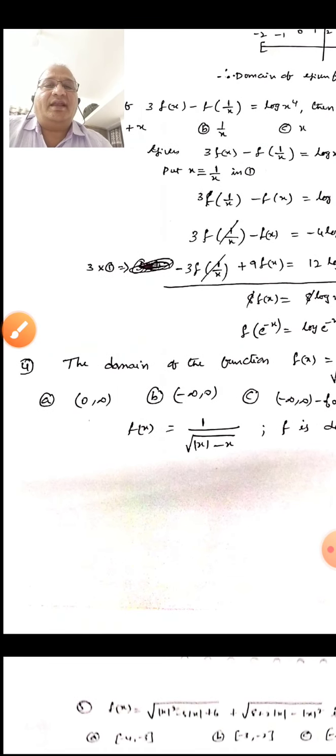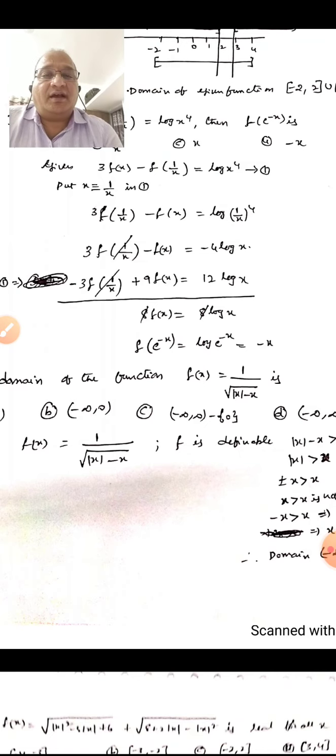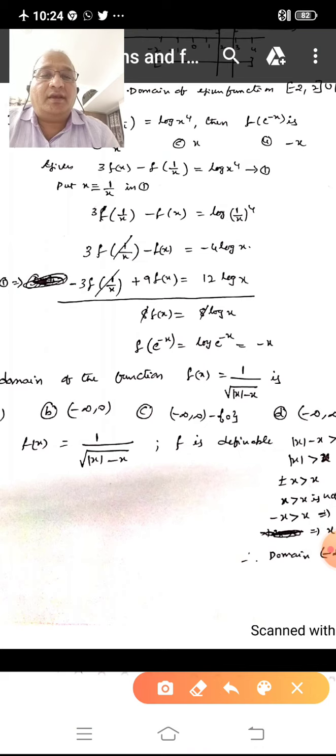Once again I have taken the fourth question, sorry. The domain of the function f of x is equal to 1 by square root of mod x minus x. See, already we discussed in the second problem that under root should be positive. But here, along with the under root, we have it in the denominator. When it is in the denominator it should not be 0. If the denominator is 0, then the function is not definable.